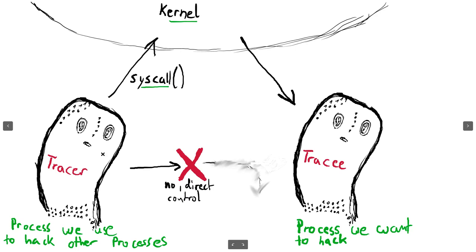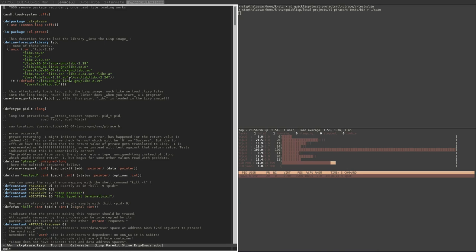So the final goal will be to have this tracer again use system calls to control the tracee. Now, we want Lisp to become a fit enough tracer so it can use syscalls in the first place. And let's go ahead and do this.